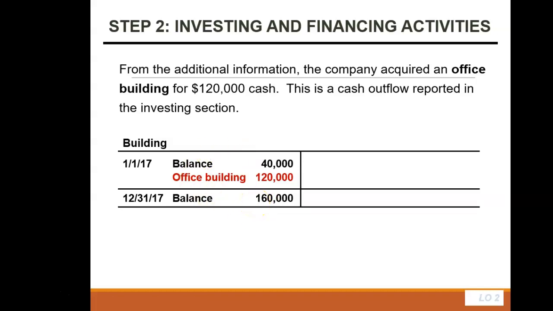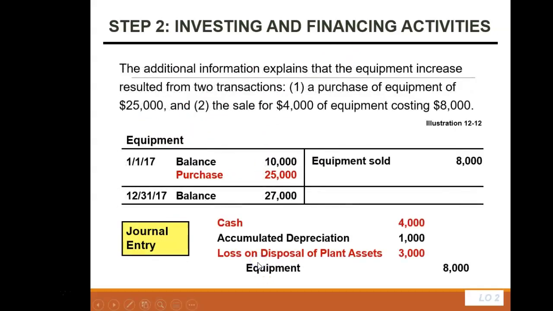So what does that mean? It means that we acquired buildings for $120,000 in cash. That's going to be an outflow under the investing activities section of the statement of cash flow because we spend cash to acquire a new building. All right? Look at our equipment. For our equipment, we had two transactions. We purchased equipment for $25,000, and then we sold equipment for $4,000 that initially cost us $8,000.